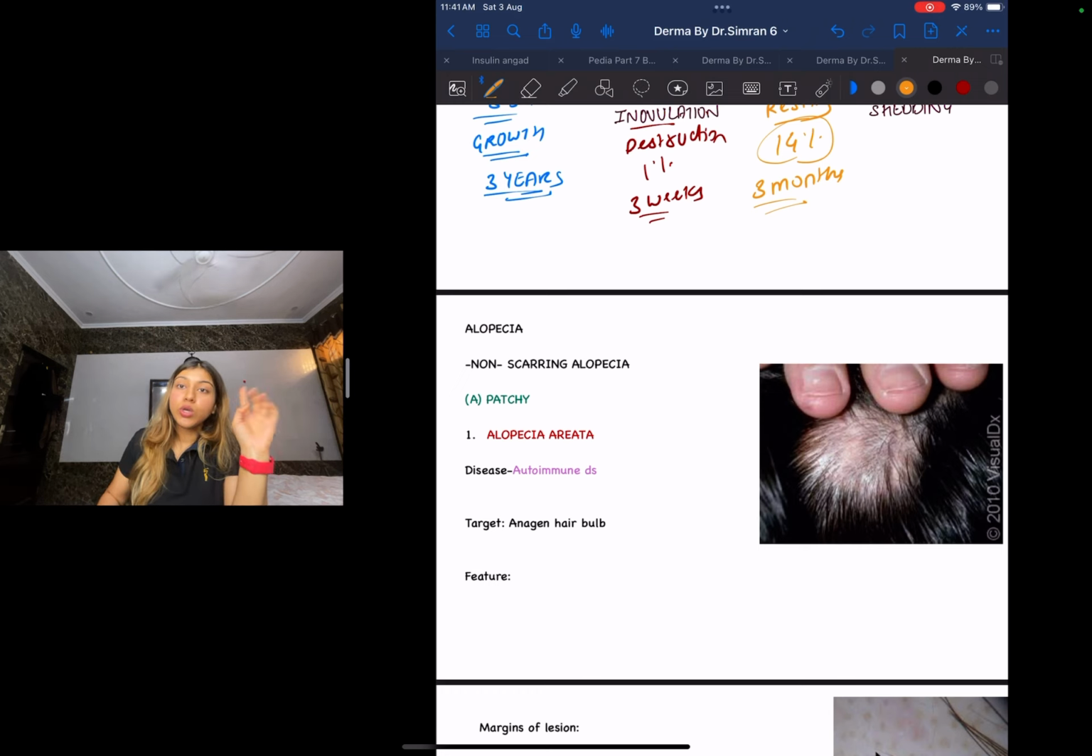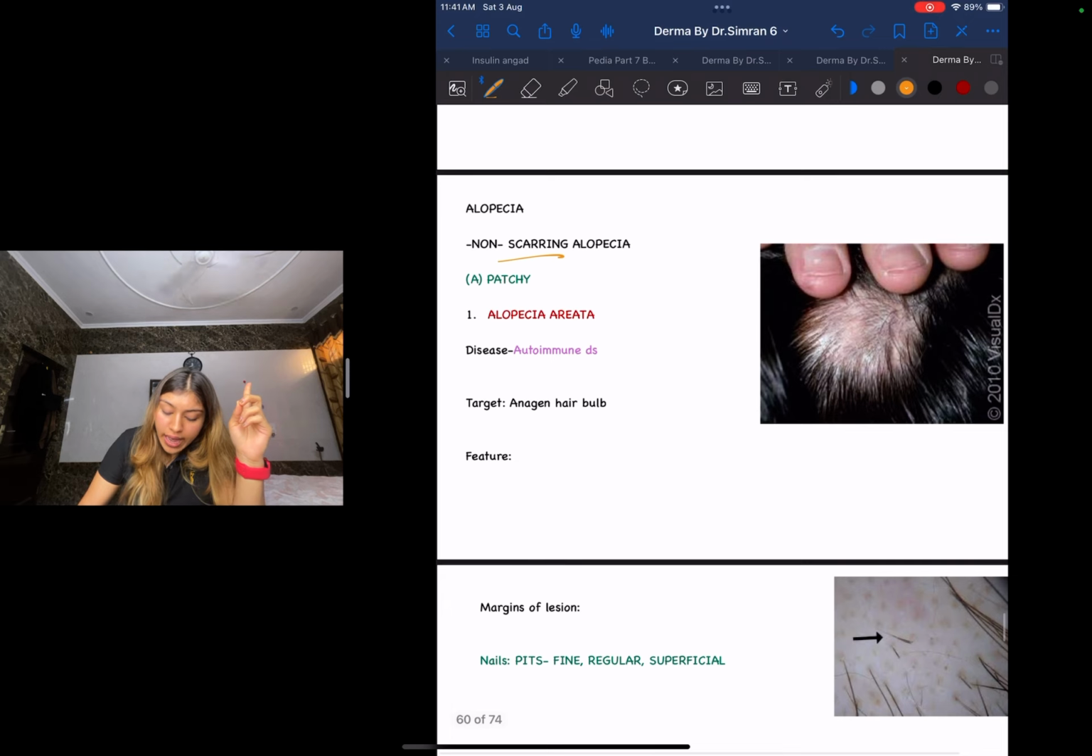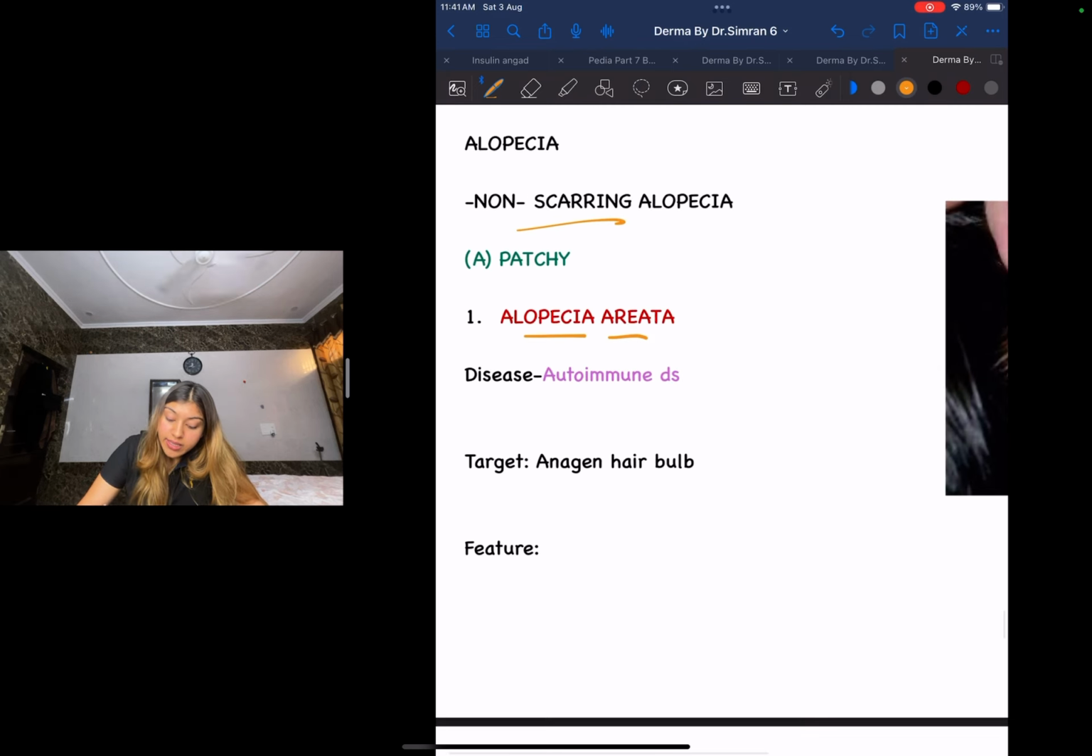First let us look into the non-scarring type. Under non-scarring, we have a subdivision that is the patchy type. Under patchy type also we have various ones. First let us look at our first patchy type, alopecia areata. What you need to know, guys, is that alopecia areata is an autoimmune disease. What does it target? It targets your anagen hair bulb. We know that anagen is your hair growth phase.